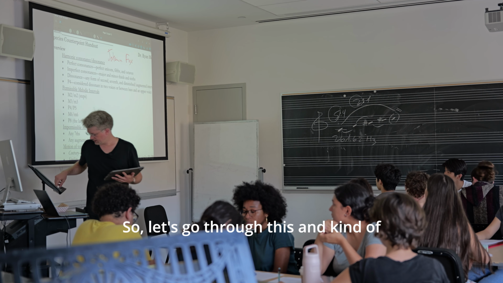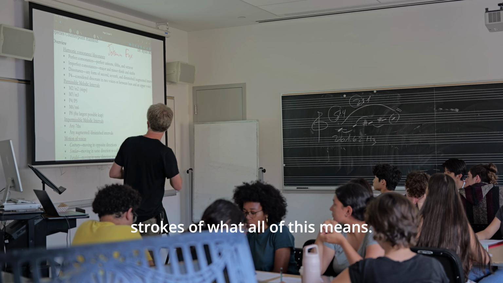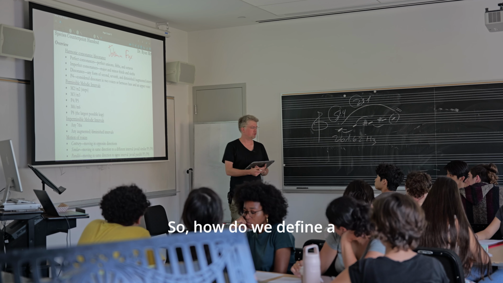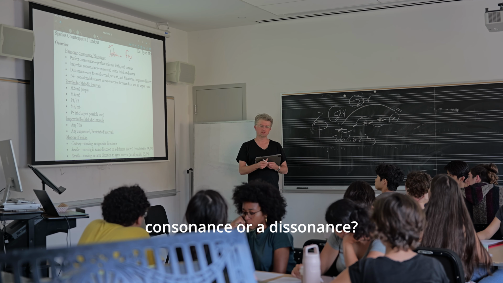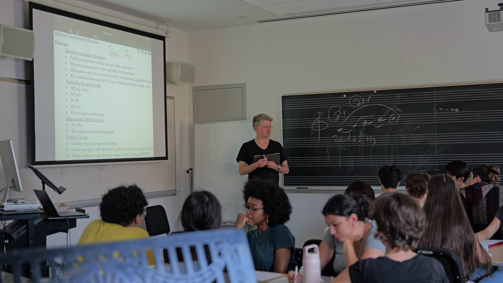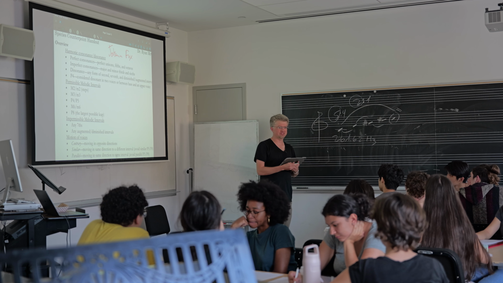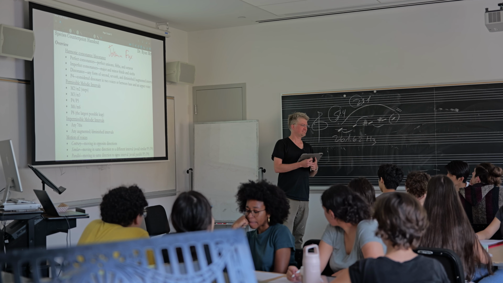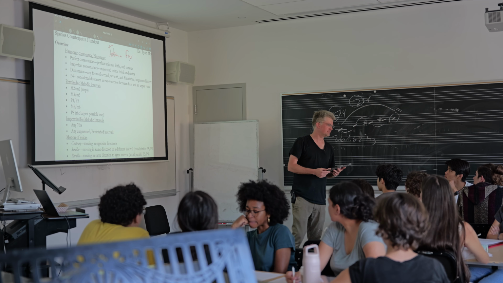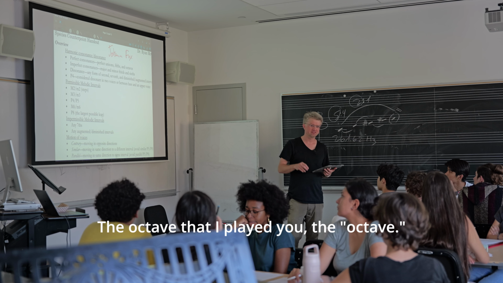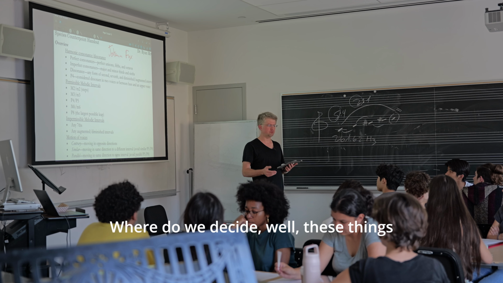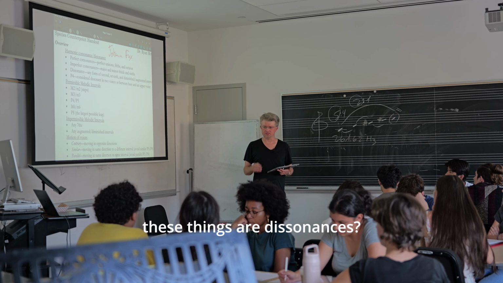So let's go through this and I'll just explain the broad strokes of what all of this means. So how do we define a consonance or a dissonance? Sounds nice? Or sounds crunchy. Complicated, busy, noisy, obnoxious. The octave that I played you, you'd call that a dissonance, right? So what's the cutoff? Where do we decide that these things are consonances and these things are dissonances?